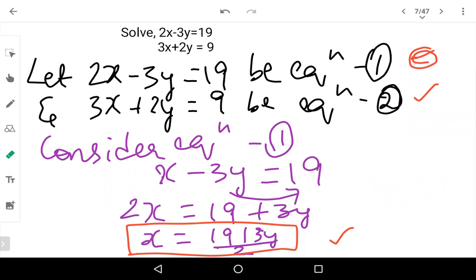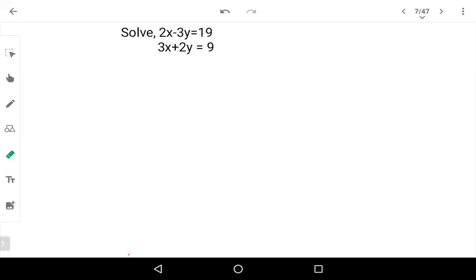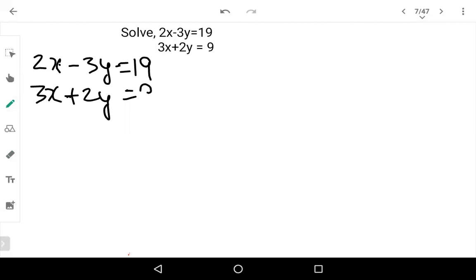Okay, so firstly, what we are going to do here is we are going to solve this. So write down the question once again. So 2x minus 3y is equal to 19. It's the same question. Then 3x plus 2y is equal to 9. So this is equation 1. This is equation 2.